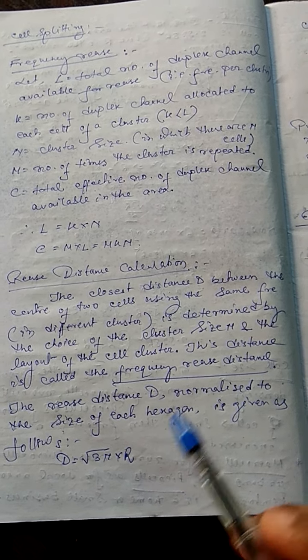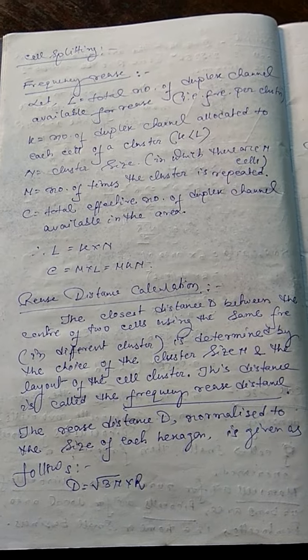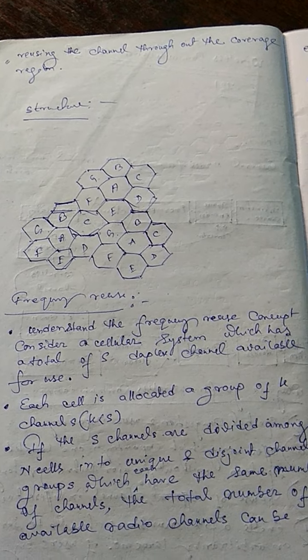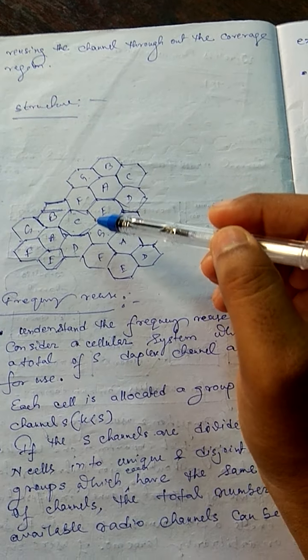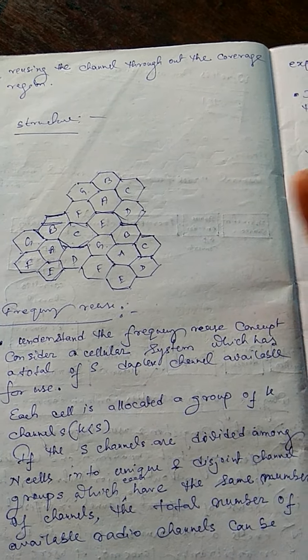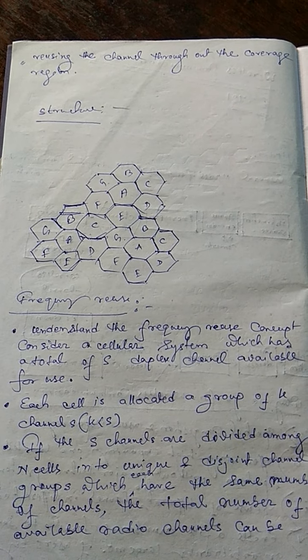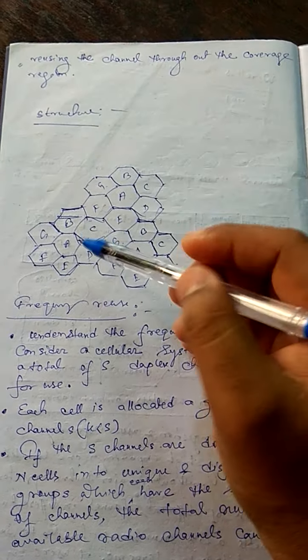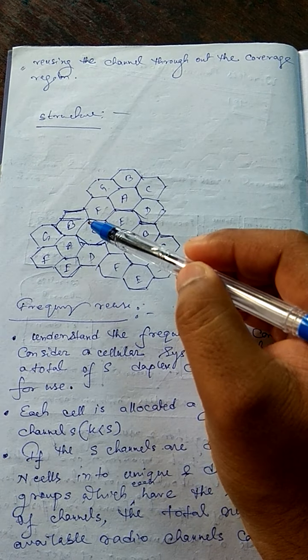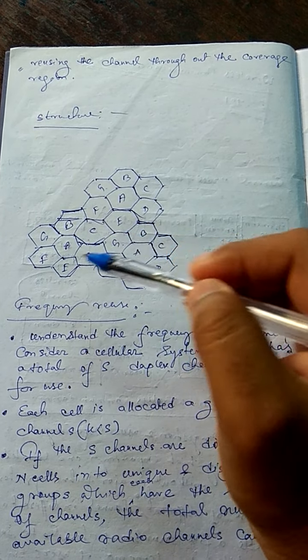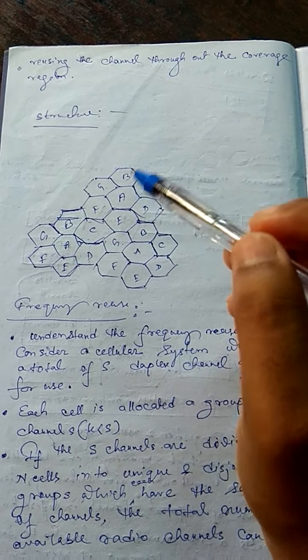R is the radius. So first of all we concentrate on this particular figure. What do we mean by frequency reuse distance? I told you in the theoretical concept. Suppose this is a cluster. Here the cluster size is 1, 2, 3, 4, 5 and N. There are N cells, N number of cells.